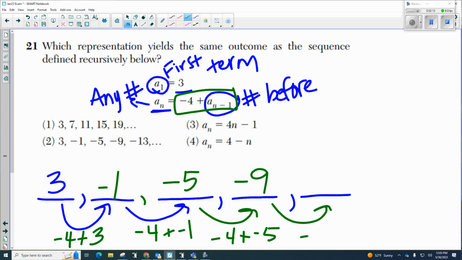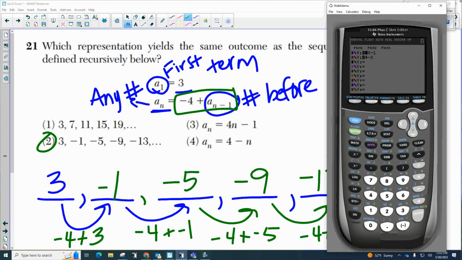One more time, -4 plus, which number are we going to add it to this time? Right, it's the -9, the previous term. You don't go back more than one term, you just go back one. So that -9 would give us -13, and so on. If you take a look here, what we just did matches choice 2 exactly.